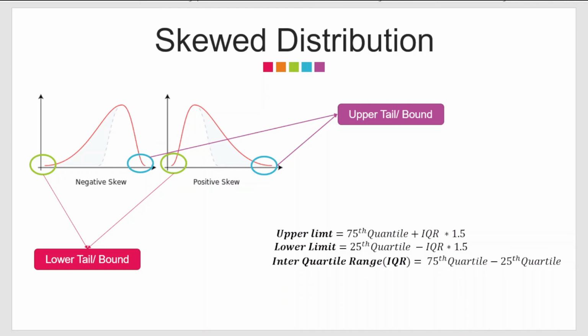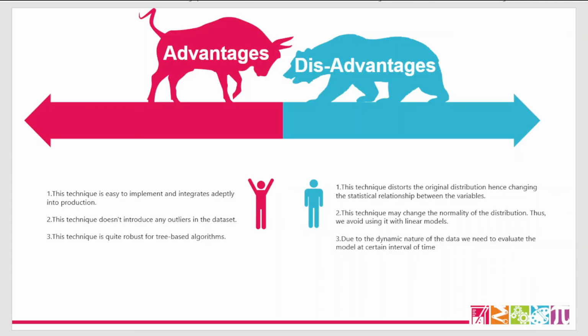So once we have IQR, we simply use the formula written here. For the upper limit, we do 75th quartile plus IQR into 1.5. And for the lower limit, we simply do 25th quartile minus 1.5 into IQR. And in the practical section, we will build two functions, one for normal distribution and one for the skewed normal distribution. So now let's talk about advantages and disadvantages of this technique.